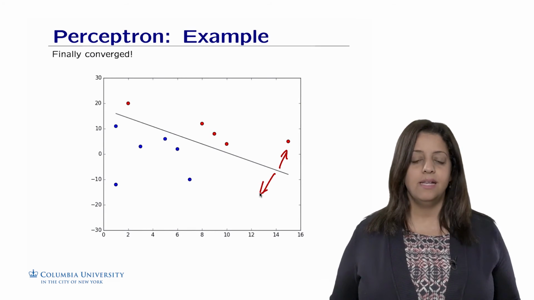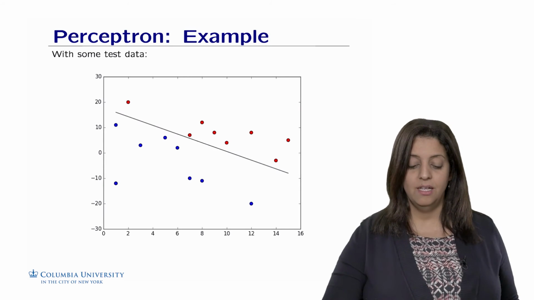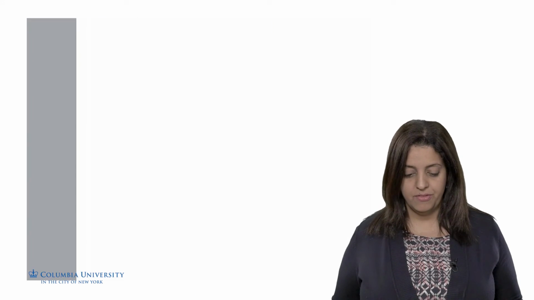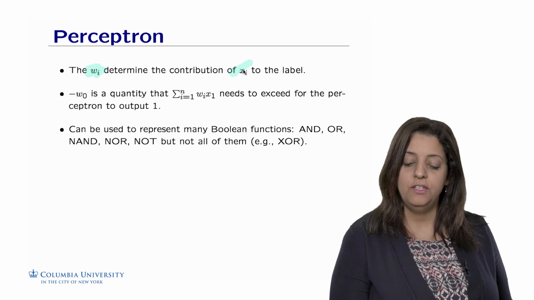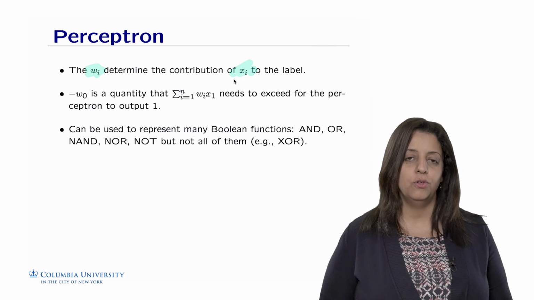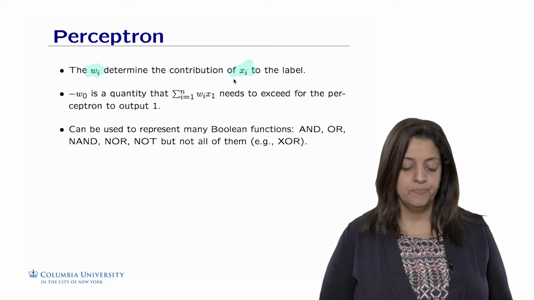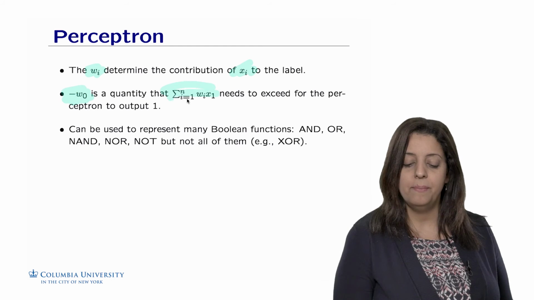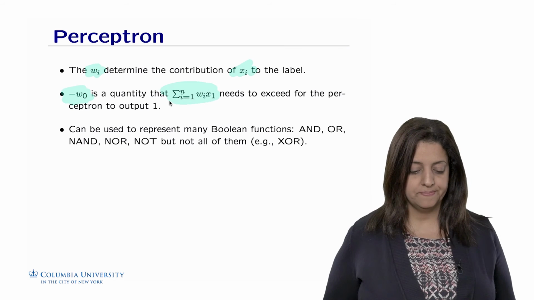So we could plug in some test examples and see whether we are doing well. If we have additional data points, we would classify them as positive if they are on the top of the hyperplane, or negative if they are on the bottom of the hyperplane. Note that the W's determine the contribution of each of the features to the label. So you do a linear combination of those W's times the features x to see how this affects the label. Note also that minus W0 is the quantity that the weighted sum of the features needs to exceed in order for the perceptron to output 1.